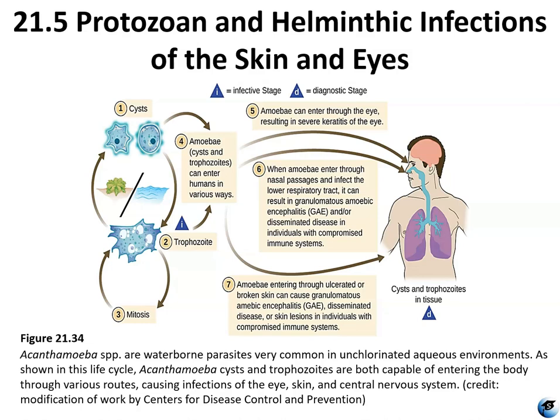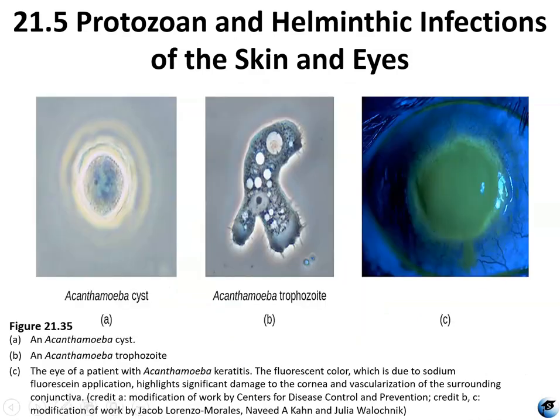What happens is it starts out with these characteristic stages of the life cycle of amoebas. These can enter the human body in different ways. In this example, it is entering through the eyes, so that can cause keratitis of the eyes. You can have amoeba that are inhaled, and that ends up infecting the lower respiratory tract. You can have amoeba that are entering the skin through ulcers or lesions in the skin, and this is especially prevalent in immunocompromised individuals.